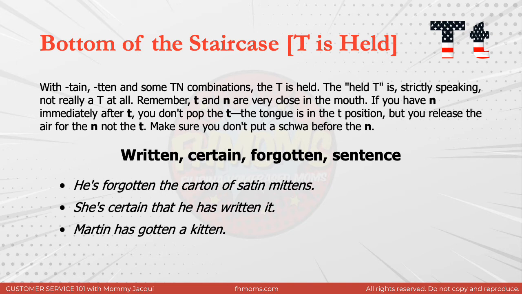So let's try to apply these in some sentences this time, okay? So you say, he's forgotten the carton of satin mittens. Next, you say, she's certain that he has written it. And you say, Martin has gotten a kitten. Okay, now I know it would sound a little bit funny at first, but when you try to practice it several times, you will sound a lot better, okay?